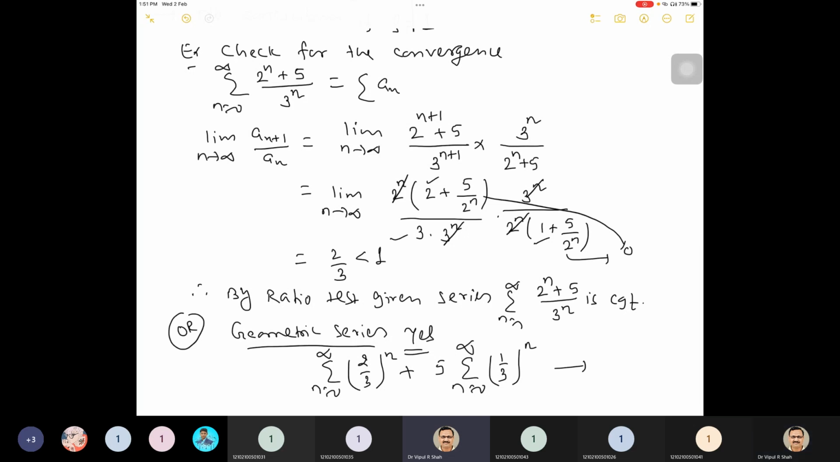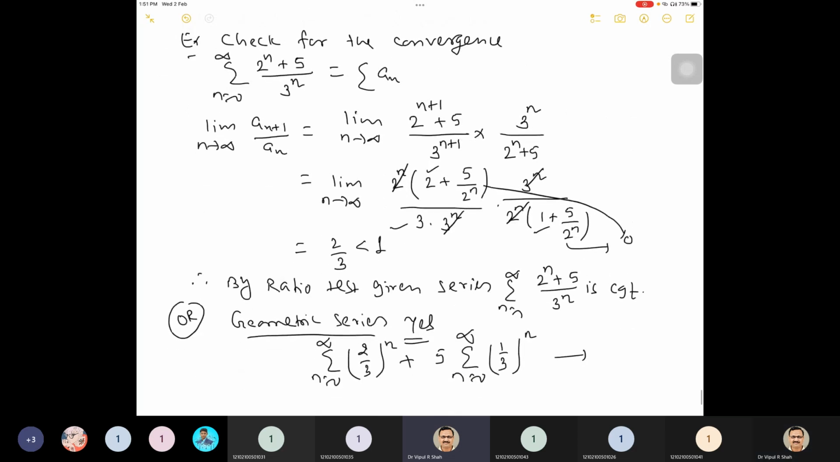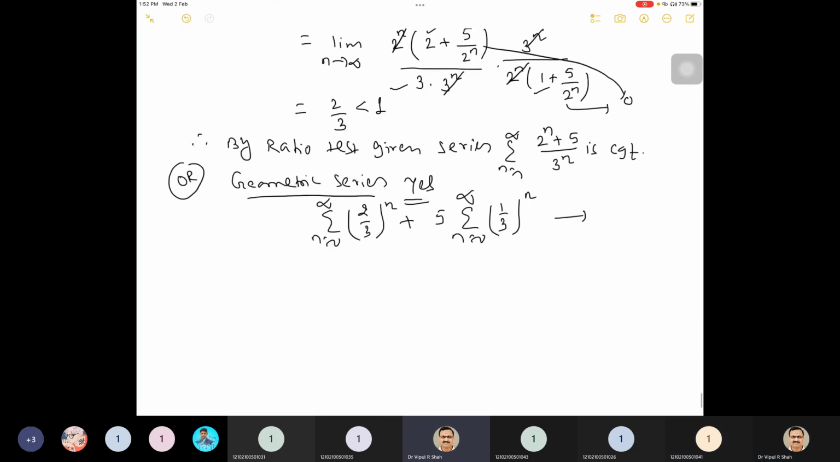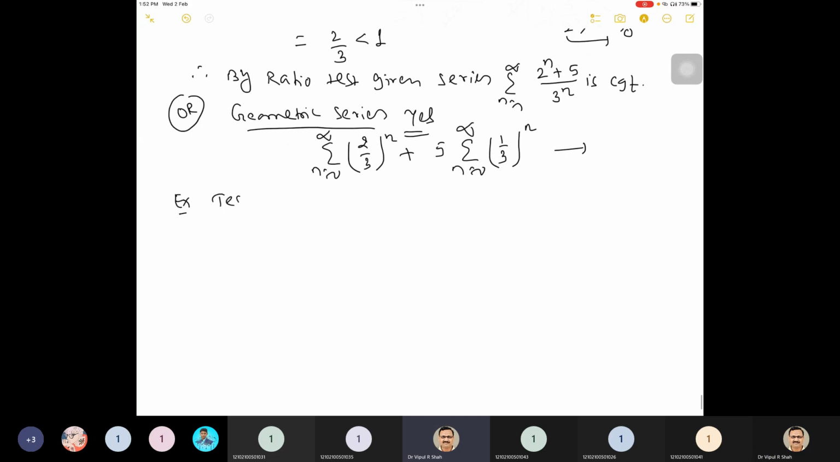Let us have one more example. Okay, I'm taking one more example. Have you written, everyone? Yes, sir. Test the convergence of summation n equal to 1 to infinity (2n)! upon n! n!. Whenever you are having factorial kind of things, you should use the ratio test. So let us use the ratio test.